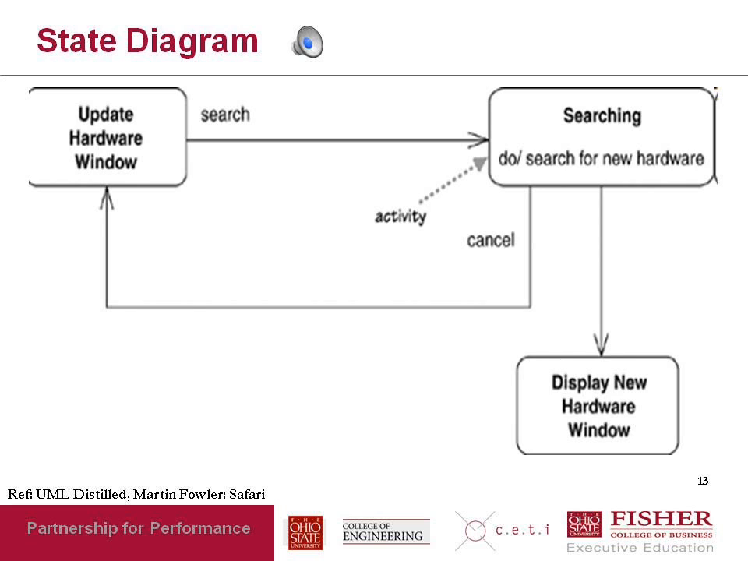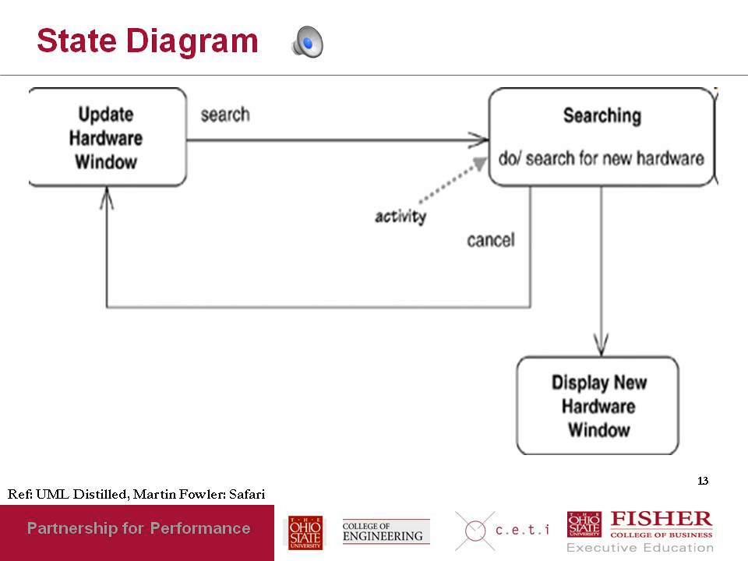So in this particular example, it's trying to capture the behavior of the user interface of a system. This user interface can be represented as a state machine. The 3 states are when it is showing the update hardware window, when it is searching, and the third state is when it's displaying the new hardware window. And it shows how the transitions between these three states will take place for that user interface component.